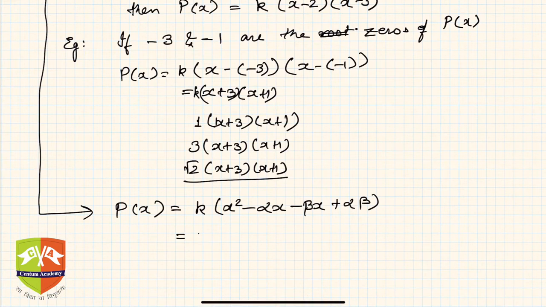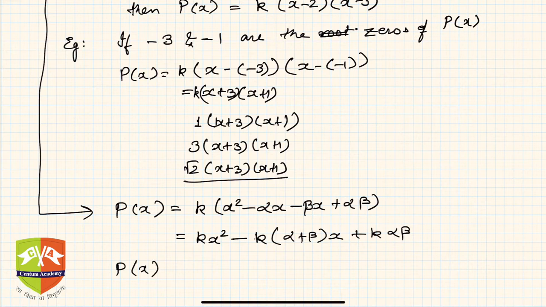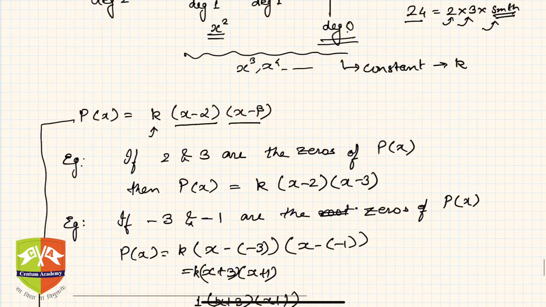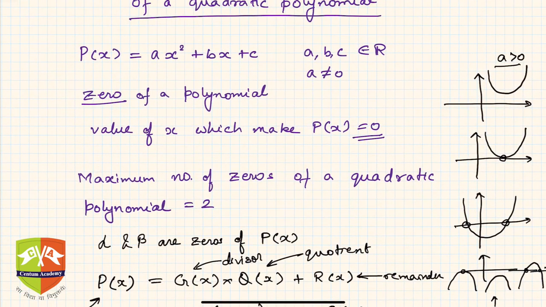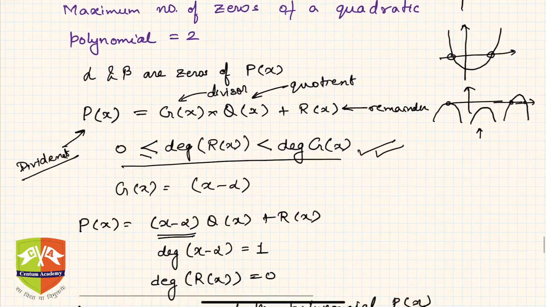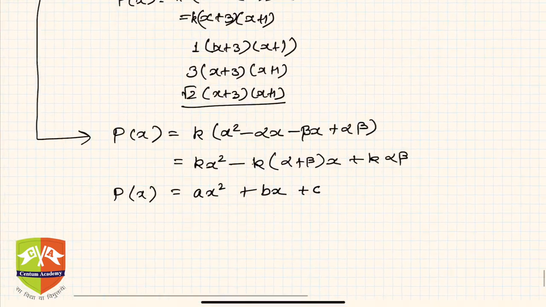Okay, so this will become kx squared minus k times (alpha plus beta) taken as common, x plus k alpha beta, isn't it? And if you remember, what was our original p(x)? Our original p(x) was ax squared plus bx plus c. If you don't remember, this is what I started with. I started my discussion saying that p(x) is a polynomial ax squared plus bx plus c. So there are two ways of expressing p(x).